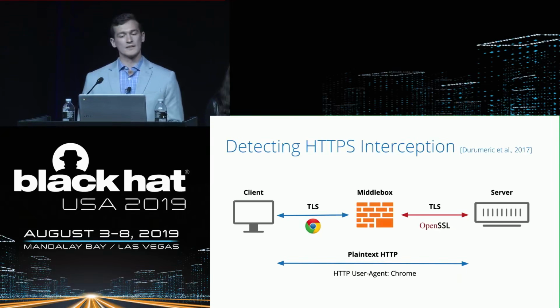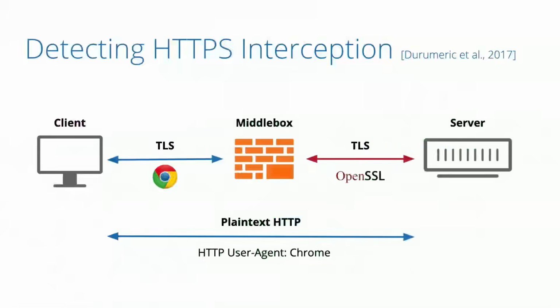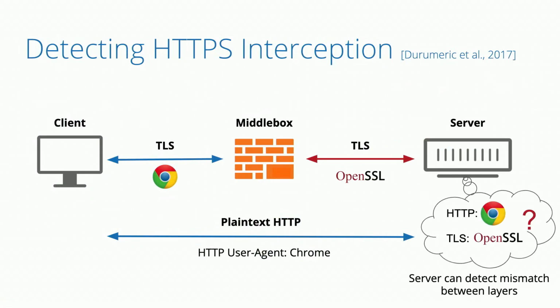The first thing to note is that Chrome's TLS library behaves differently than OpenSSL does. So from the server's perspective, it looks like an OpenSSL client is connecting to it. However, the inner HTTP contains a user agent header claiming that the traffic is originating from a Chrome browser. So if the server sees a Chrome user agent paired with an OpenSSL TLS connection, this is an indication that the connection might have been intercepted.